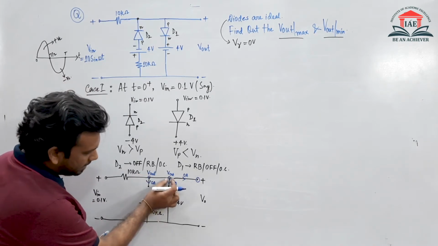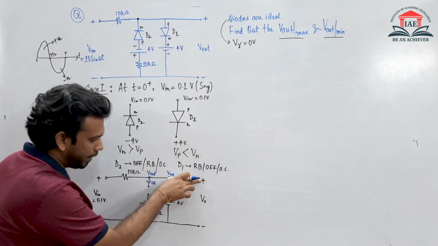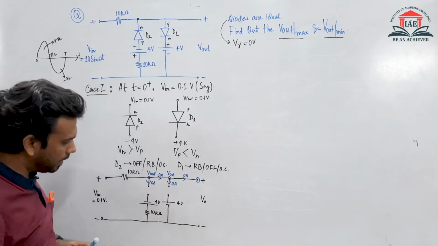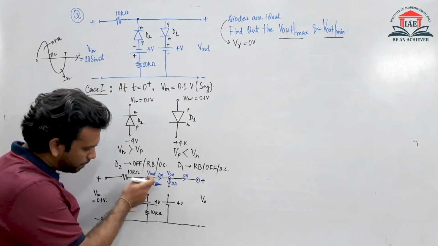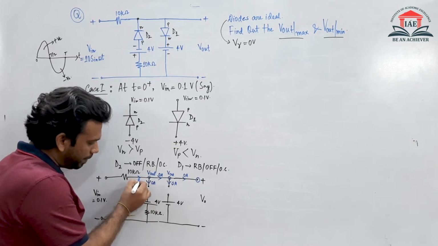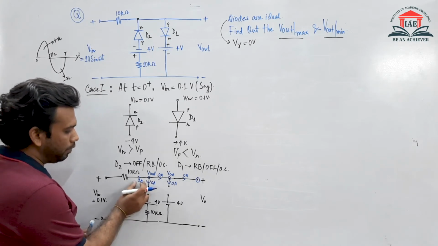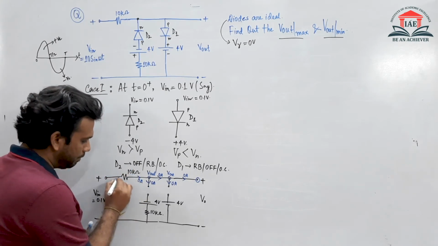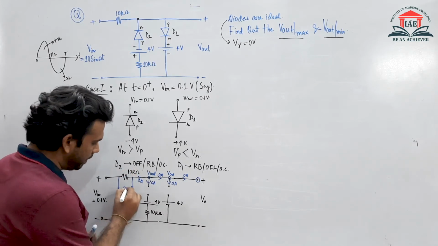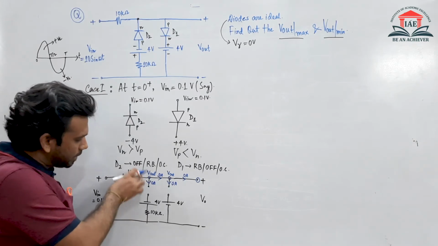Now if I apply KCL at this point, 0 ampere current is flowing in this direction and 0 ampere in this direction, so the current in this branch will also be 0 ampere. Similarly, if we apply KCL at this point, 0 ampere coming down and 0 ampere going here, so 0 ampere current will flow through this 10 kilo ohm resistance. If 0 ampere is flowing through this resistance, the voltage drop across the 10 kilo ohm resistor will be 0 volt. That means no voltage drop is created in this 10 kilo ohm.